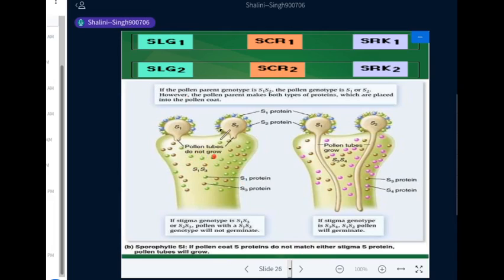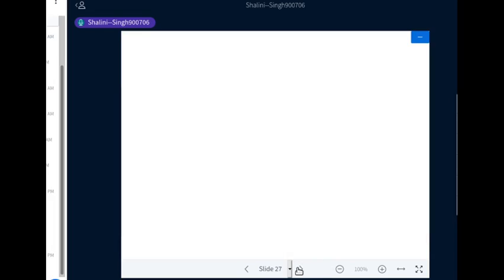So this is the sporophytic self-incompatibility. Here S1, S2 pollen is not germinating on S1, S3 pistil, but S1, S2 pollen is germinating fully on S3, S4 pistil.